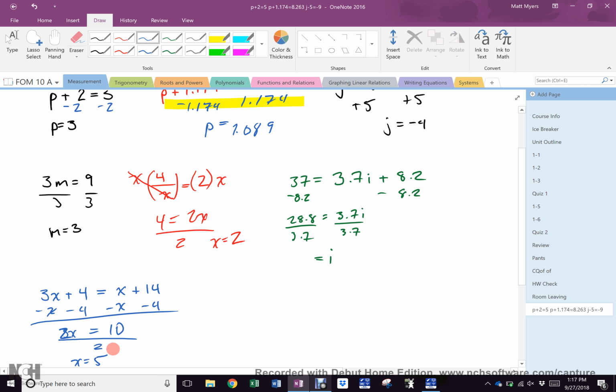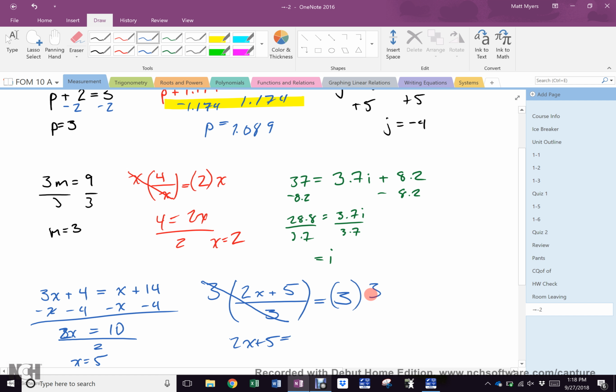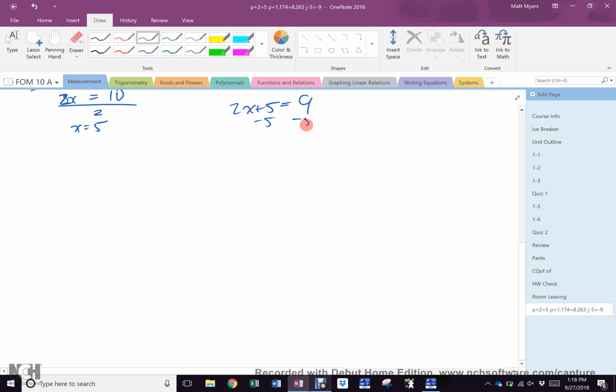None of this is difficult, is it? No. Okay, what if I gave you this? 2x plus 5, divided by 3, equals 3. Then what happens? 2x plus 5 equals 9. Minus 5, 2x equals 4, x equals 2. Right? How easy is this? When were you taught this? A long time ago, right?